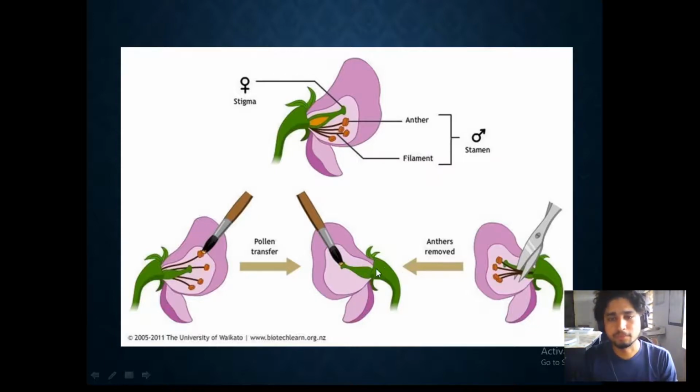Later on, when it is receptive, we bring the desired pollen grains and dust them using this brush. So these desired pollen grains are dusted on this stigma, therefore this stigma is getting the desired pollen grain, and later on this stigma is rebagged for the fruit or seed development or any kind of further development which is desired.